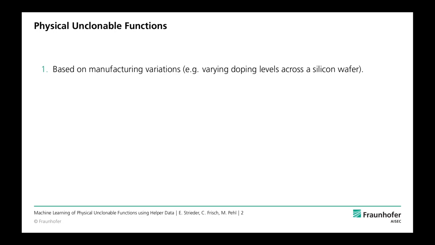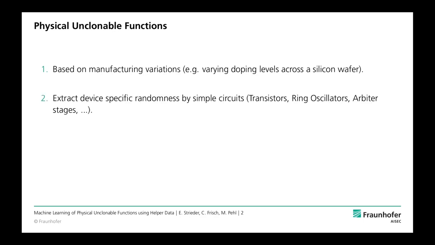PUFs are security primitives which are based on manufacturing variations introduced, for example, during the doping process. The manufacturing variations are different for each device. Therefore, these variations can be used to extract device-specific randomness with simple circuits. There is a broad variety of proposed PUF circuits like arbiter PUFs, ring oscillator PUFs, SRAM PUFs, and many to come because of ongoing research.